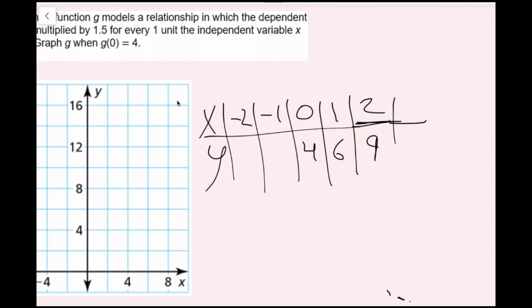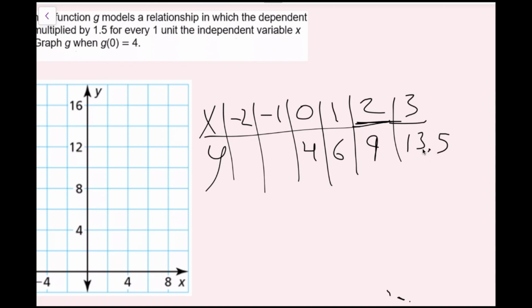Always fine to extend your table. So when x is 3, I just have to multiply this by 1.5 again. Well, 9 times 1.5 is going to be 13.5. Okay. An easy way to multiply by 1.5 is just multiply by 1 and then add half of it. So 9 plus 4.5 is 13.5.